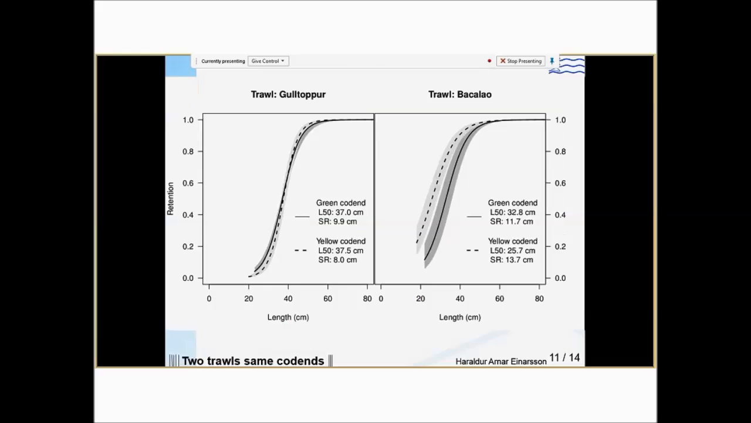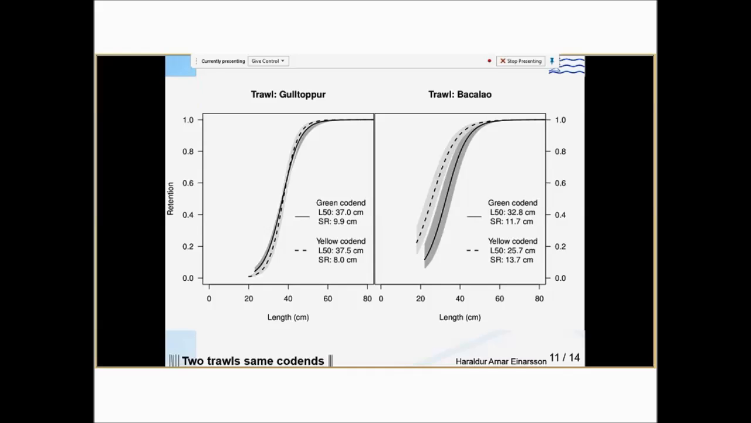The results. In our trawl, which we call the gulltopper, the trawl we usually use in our surveys like this, the difference between the codends was hardly noticeable. It was the same results. Even the yellow one was showing better performance. It was giving us a better selection range, a bit lower than the green one. So that was better.